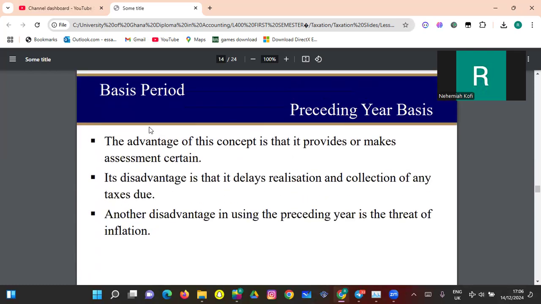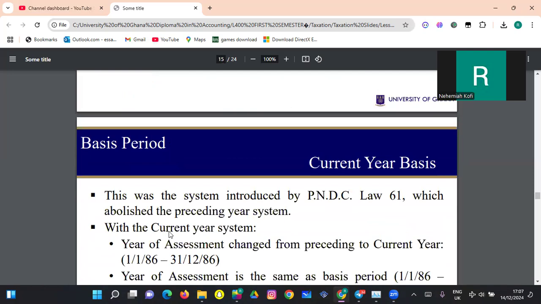These are the advantages, right? One of the advantages was that because you are trying to tax a preceding year, a previous year amount, you are certain of the amount that you are going to take. The disadvantage was that it delays realization because you will not get the tax in the same year. And also the time value of money: inflation will also harm that particular amount.